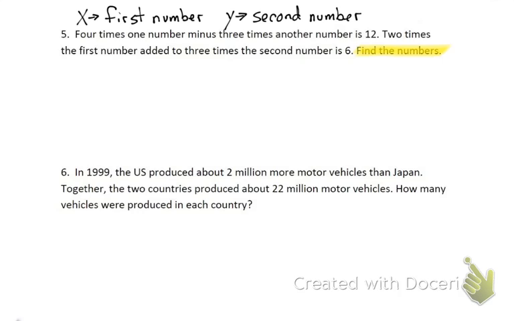So, let's read this first sentence again. And it says 4 times one number. So, 4 times x, 4 times one number, probably the first number, minus 3 times another number. So, minus 3y is 12. Means equals 12. There you go. There's the first equation.